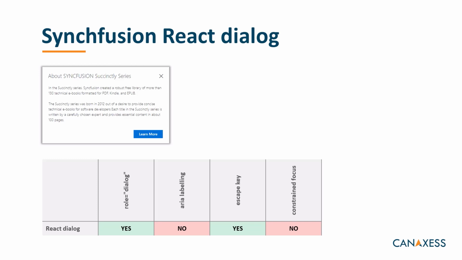Next, Syncfusion's React Dialog. It also has the role of dialog. It has ARIA labeling using aria-label and aria-labelledby, which unfortunately references its own contents, resulting in a horrendous computed name and description. The escape key closes the dialog, but the keyboard focus isn't contained within it. So we've already begun to see a drift away from an established pattern. Some of the accessibility behavior is implemented well, but others not so.